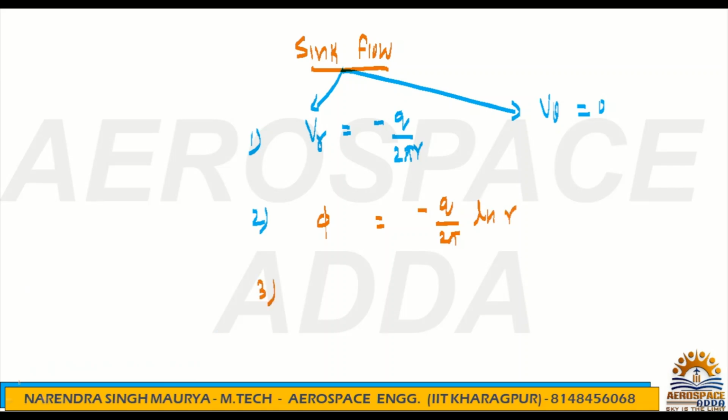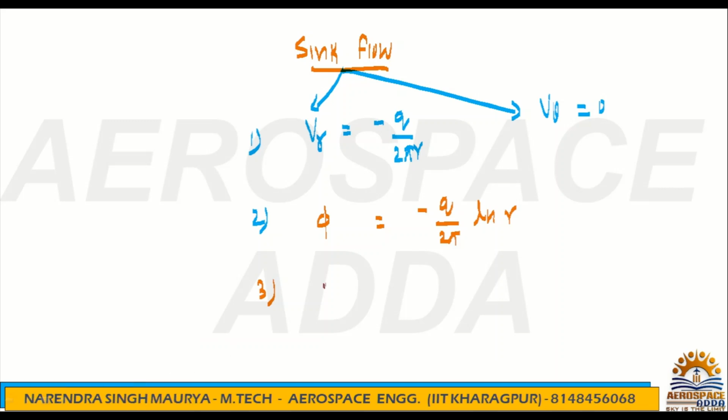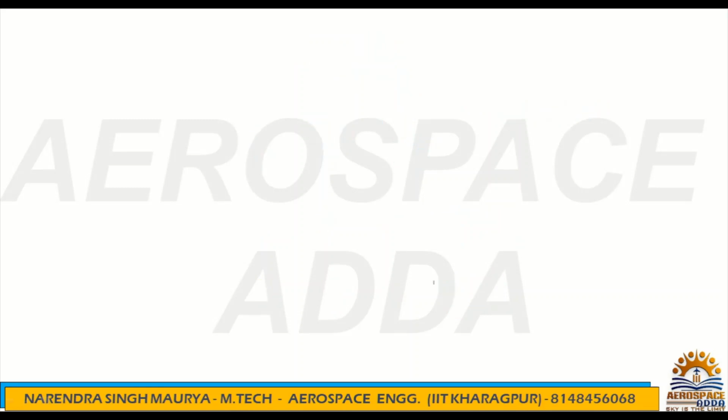Third point. What is the third point? Equation of stream function. Just now you have proved it was q upon 2 pi theta. That is the equation of stream function, but here because it's a sink, it's a minus sign. Anyway, now coming to the pattern, how to show the presentation of the equipotential line and streamline. So it's very clear.